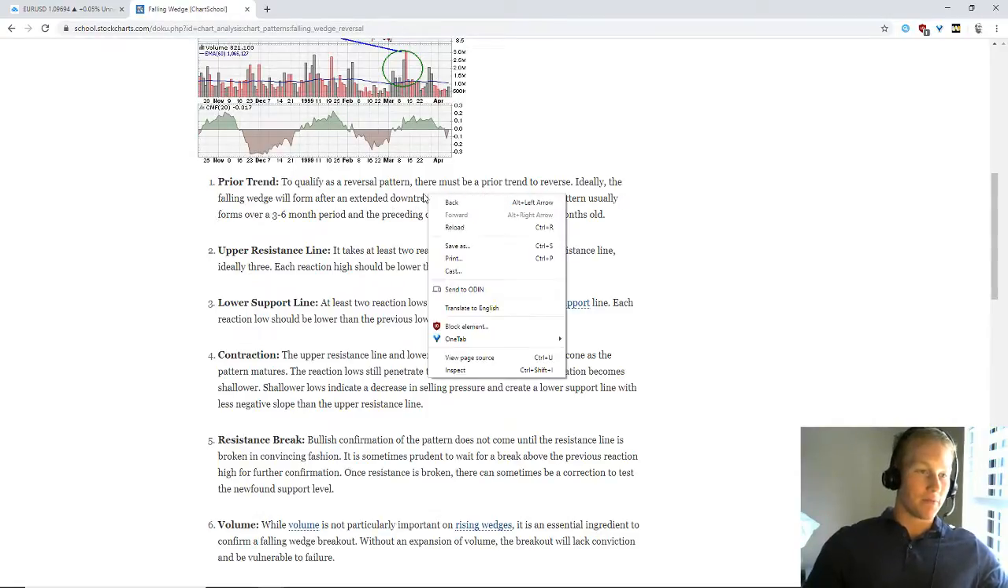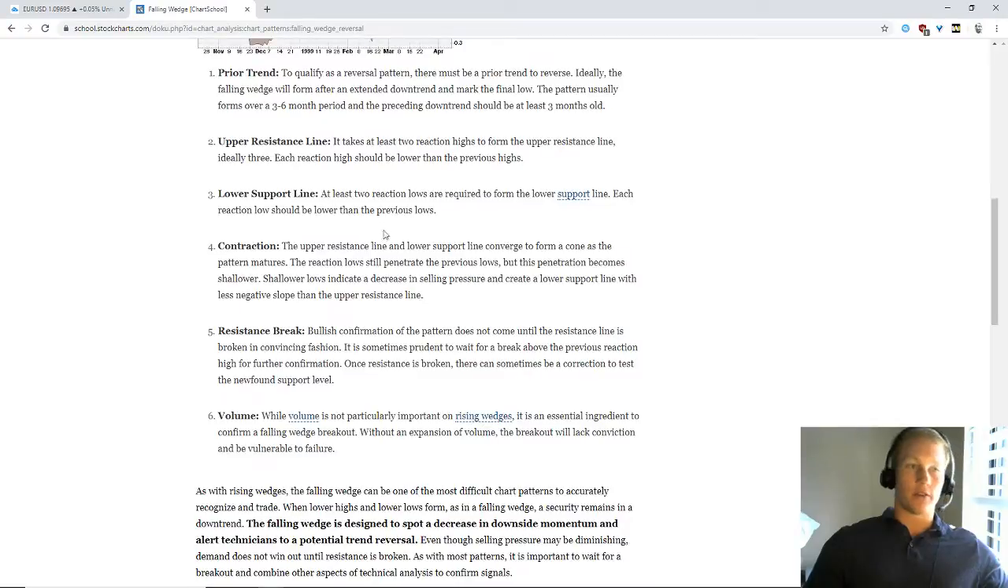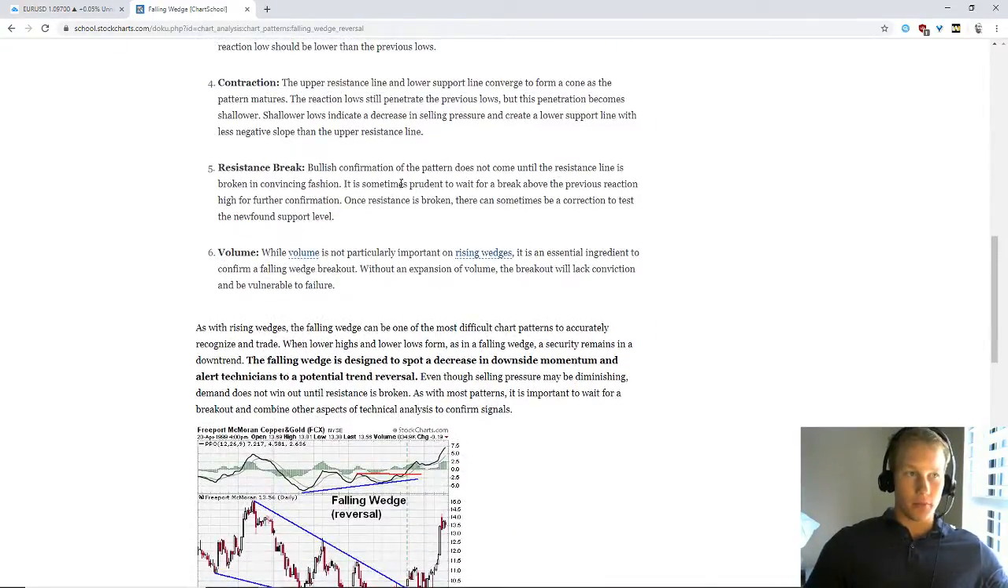Upper resistance line. It takes at least 2 reaction highs to form the upper resistance line, ideally 3. Each reaction high should be lower than the previous highs. Lower support line. At least 2 reaction lows are required to form the lower support line. Each reaction low should be lower than the previous lows. Contraction. The upper resistance line and lower support line converge to form a cone as the pattern matures. The reaction lows still penetrate the previous lows, but this penetration becomes shallower.